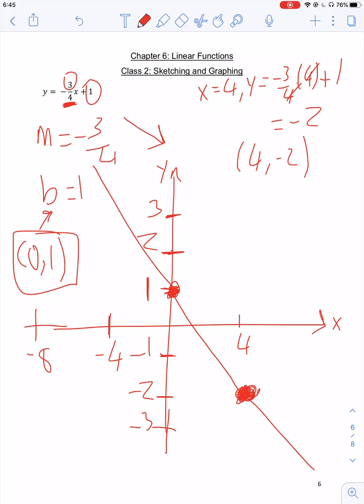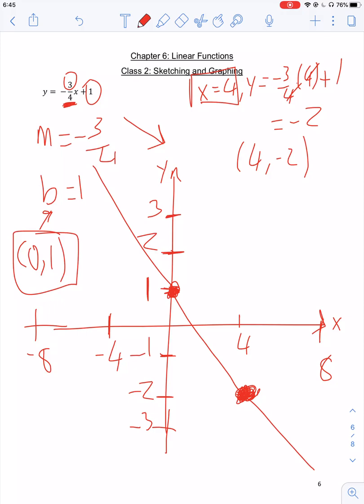But again, because 8 would be really far away, somewhere over here, I don't want to pick big multiples of 4. So that's why I picked 4, which is the smallest multiple of 4. And that's one way of graphing it.